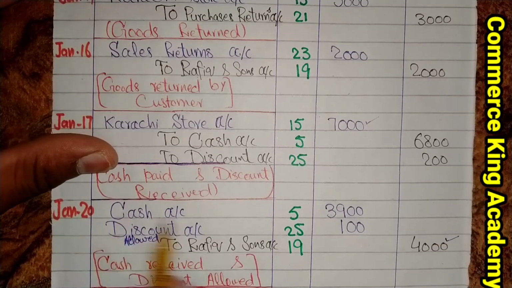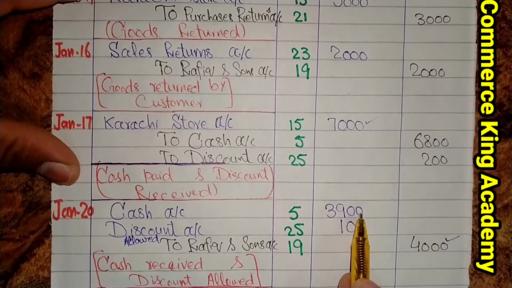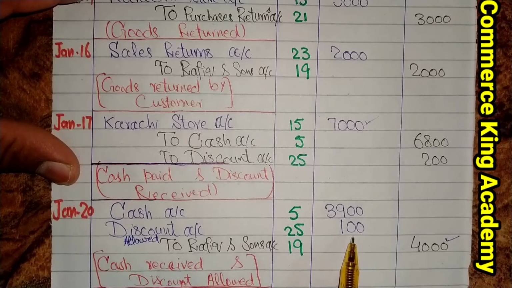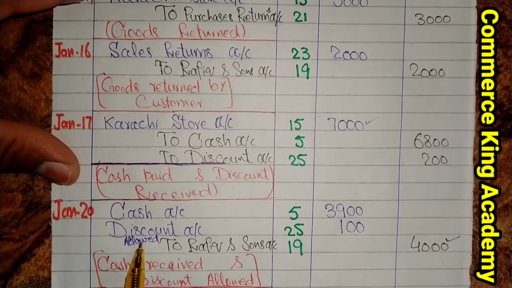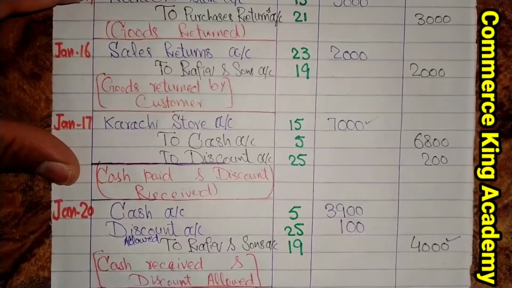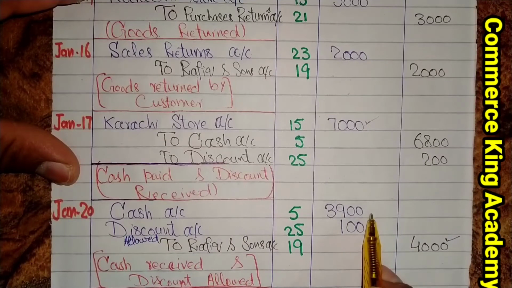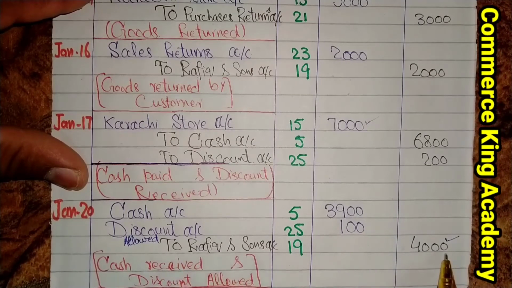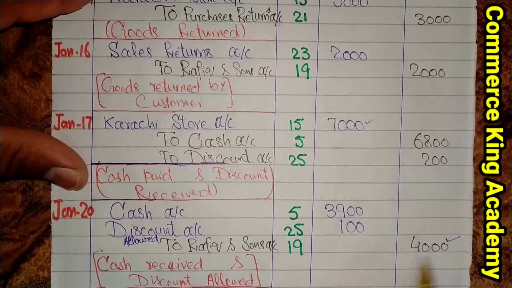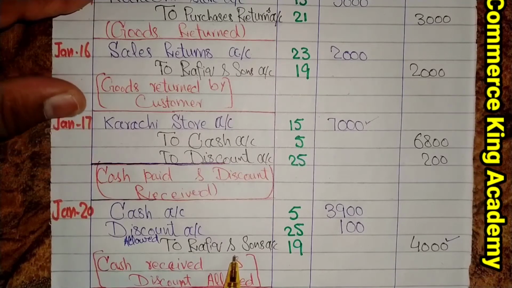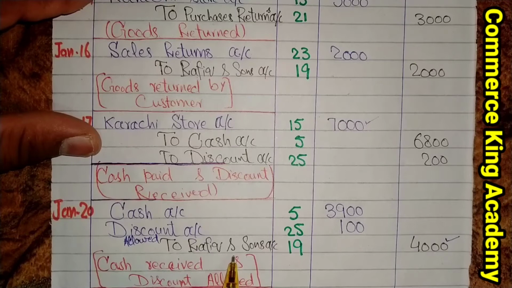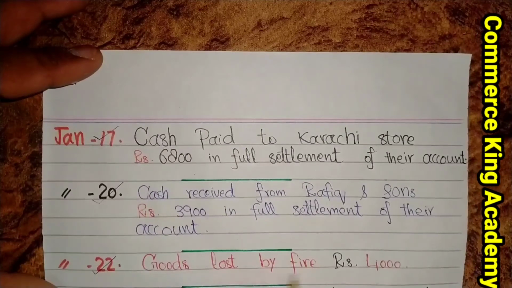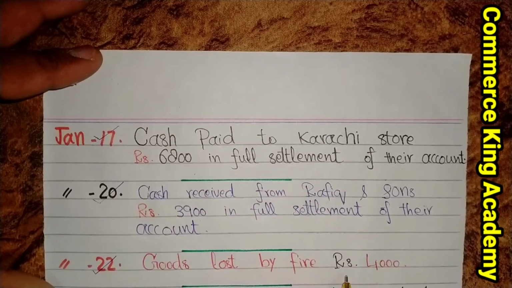Received 3,900 rupees in cash from Rafiq and Sons and 100 rupees given to Rafiq and Sons as discount allowed by the business. Understand? Simple as that. Cash received 3,900 rupees, discount allowed to Rafiq and Sons 100, and the total account was 4,000. This was the remaining balance toward Rafiq and Sons because we sold to Rafiq and Sons on Jan 8th with a total amount of 22,000 rupees. Okay. Next transaction is goods lost by fire, amounting to 4,000 rupees.